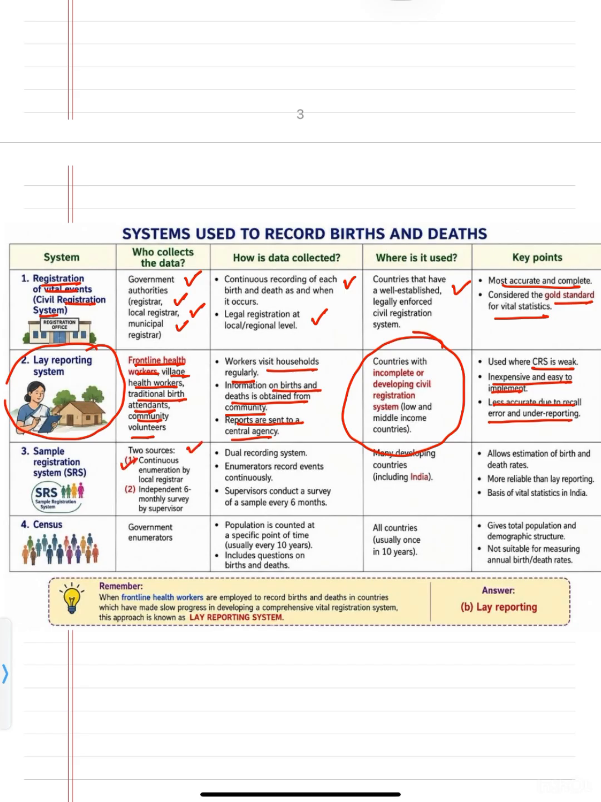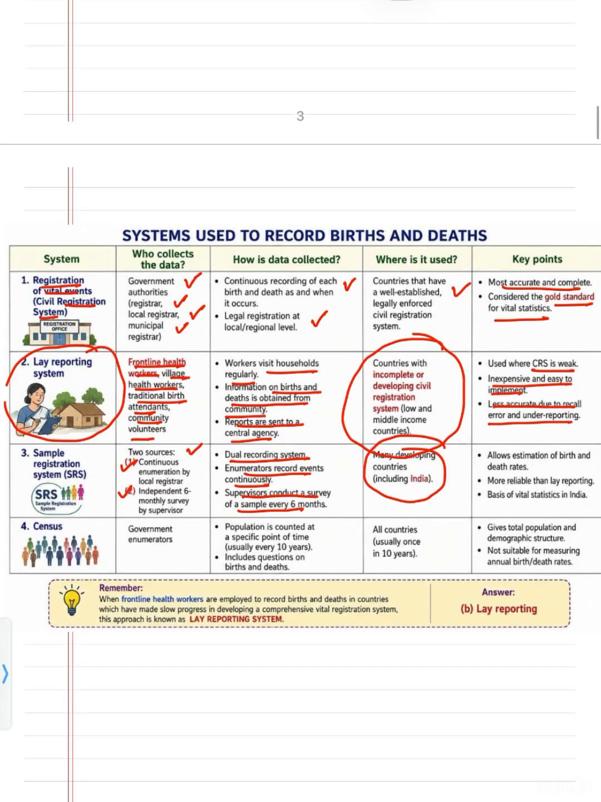One is continuous enumeration by local enumerators. Second, there will be a supervisor who will be doing a 6 monthly independent survey. So it's a dual recording system. Enumerators record events continuously, and then the supervisor conducts a survey of a sample every 6 months.